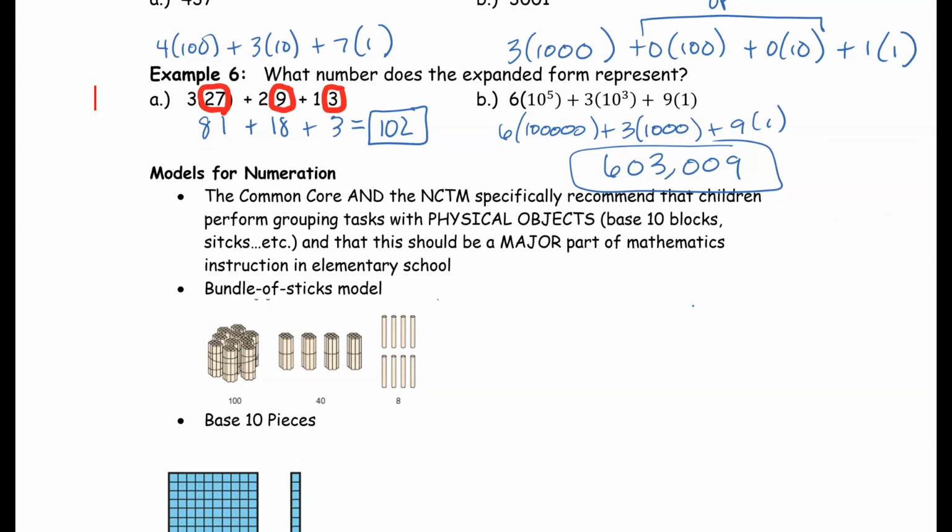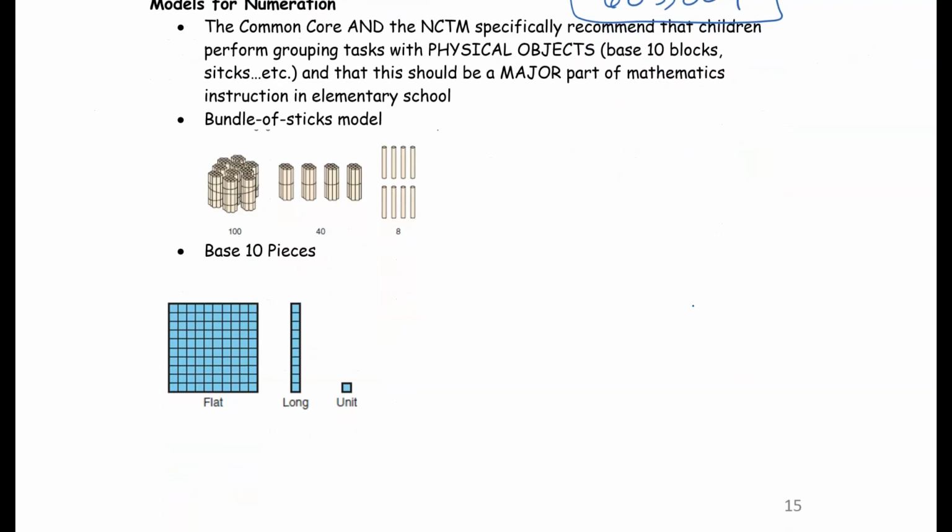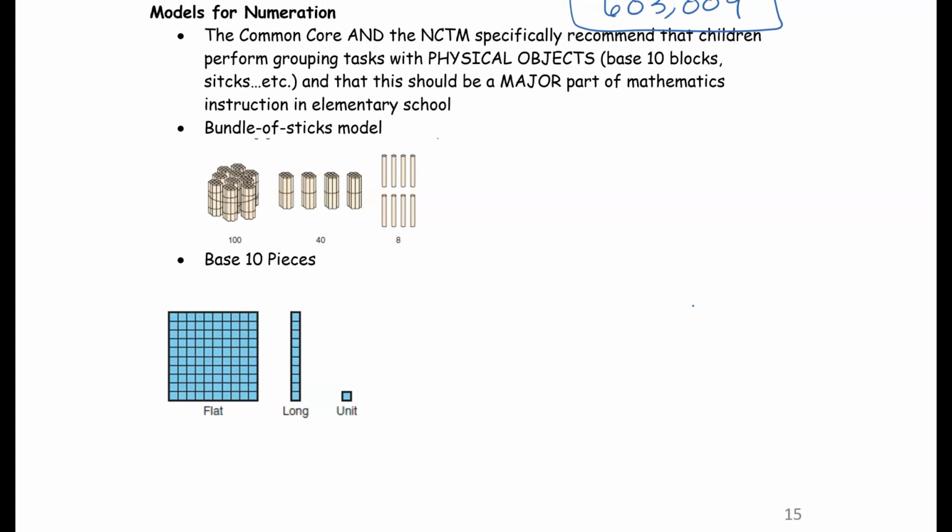All right, so my favorite part, models. When kids learn about numbers, starting in pre-K, we use models. So we have them use blocks, sticks, stickers, toothpicks, markers, marbles, anything that you can use to help them count physical objects. This should be a major part of mathematics instruction in elementary school. This is a recommendation from Common Core and the NCTM, which is the National Council of Teachers of Mathematics.